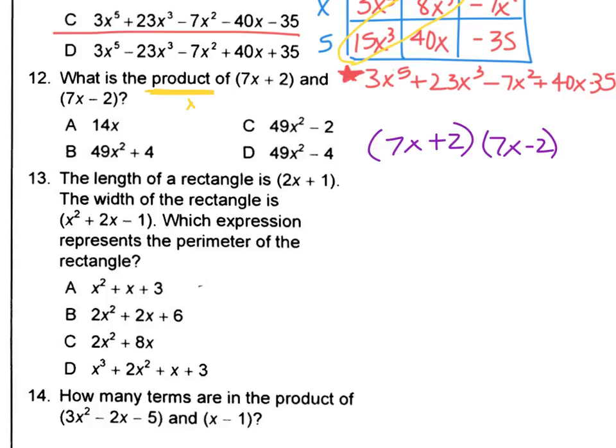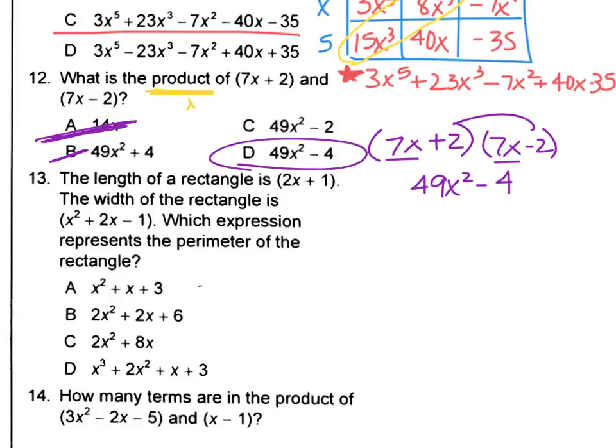So notice that right off the bat, A doesn't make any sense, and B doesn't make any sense because it's got an addition symbol in there, so I know that's not right. Then we know that we can do the shortcut here. We can do just the first, which will be 49x squared, and just the last, which will be -4. So my answer is D.